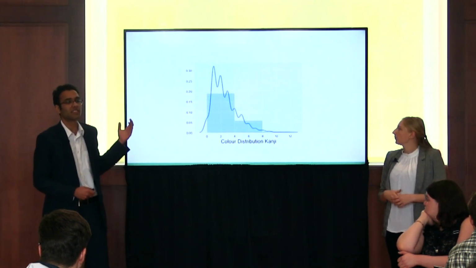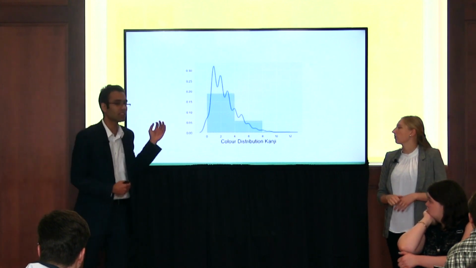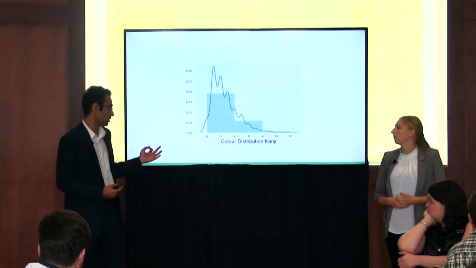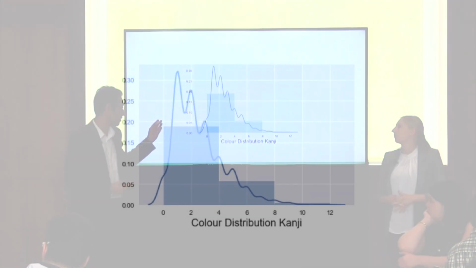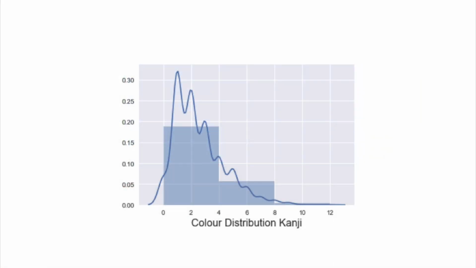Now this graph is showing you the amount of colors people saw in the kanji character. Some people saw 2 colors, or some people even saw 6 colors. The idea is that the amount of colors seen depends on the patient.